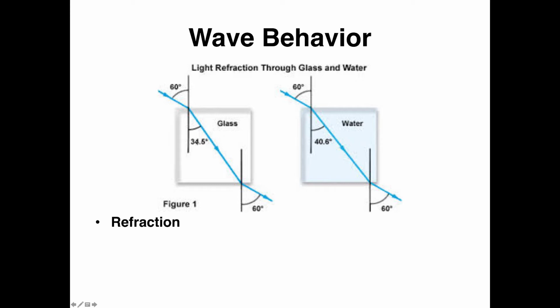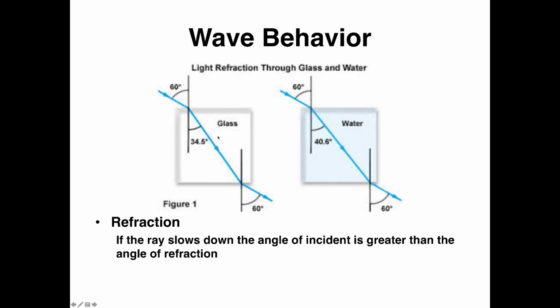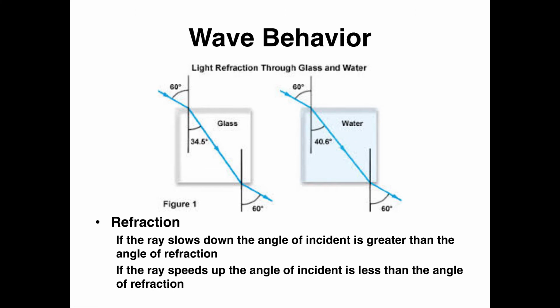Here, the only thing they show is that the angle of refraction is different between glass and water, and generally that means that the ray travels at a different speed in water compared to glass. So if the ray slows down, the angle of incidence is greater than the angle of refraction. If the ray speeds up when it passes into the new medium, then the angle of incidence is less than the angle of refraction.